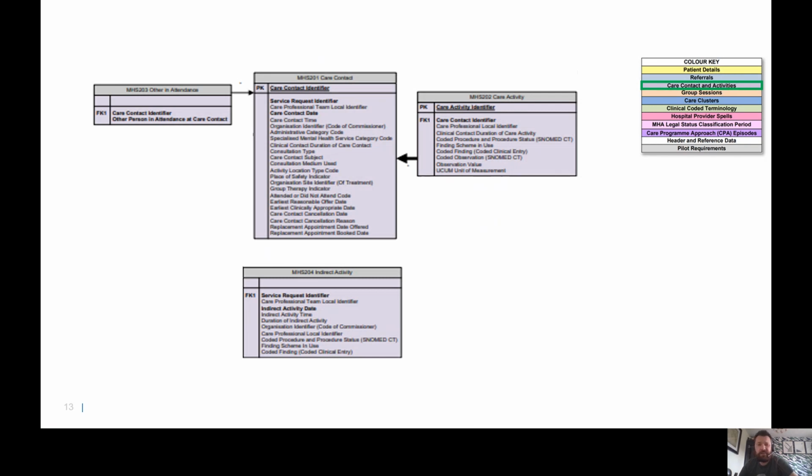We also have something called indirect activity, and I think the best example of indirect activity is if a child or young person is accessing mental health services, that clinician may speak to that child or young person's teacher about their care, about how well they're doing at school and things. So that's not directly involving the child, but it's about their care. So that's where that indirect activity comes from. And there's also an other in attendance, and that would capture, for example, if a parent or carer attended an appointment as well.